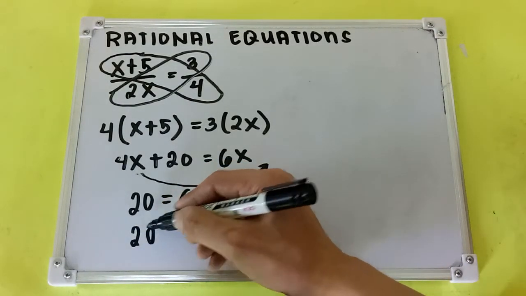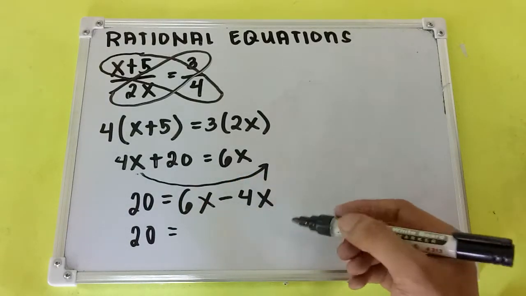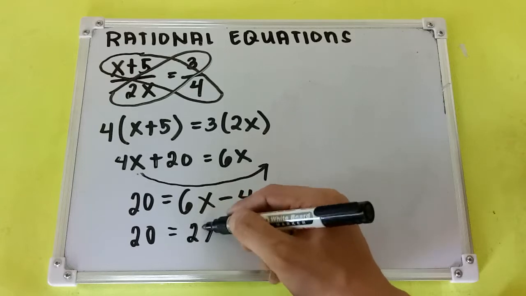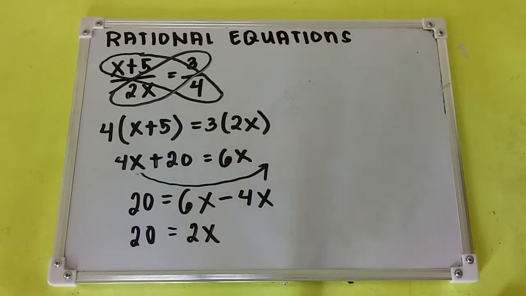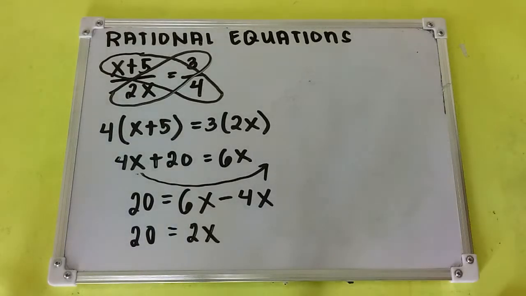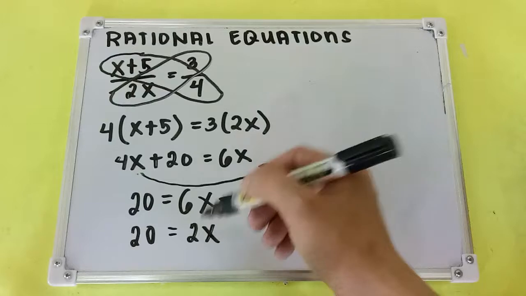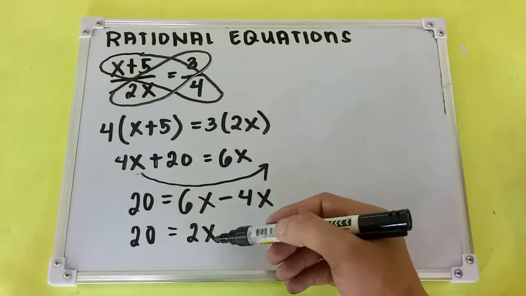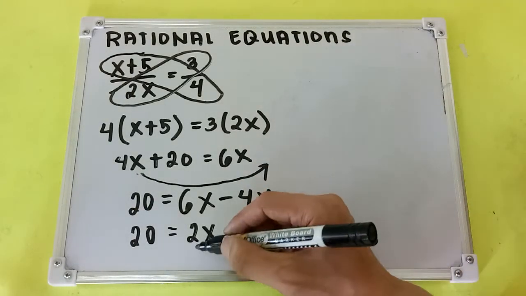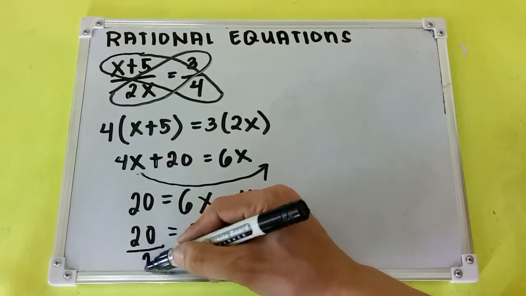So 20 equals, so we just combine like terms. 6x minus 4x is 2x. And then using MPE or multiplication property of equality, kukunin natin ngayon yung value ng x. Pero instead of MPE, ang pangmasang method ay divide both sides by the coefficient of the variable. Dito, ang coefficient ng variable x ay 2. So kung ano lagi yung katabi ng letter. So divide natin both sides by 2.